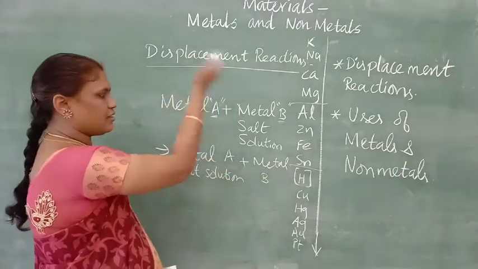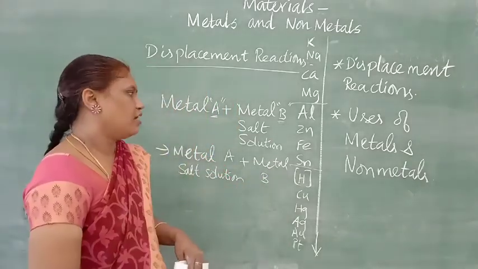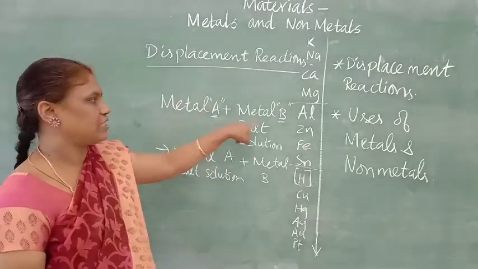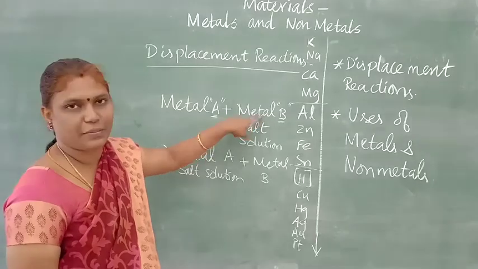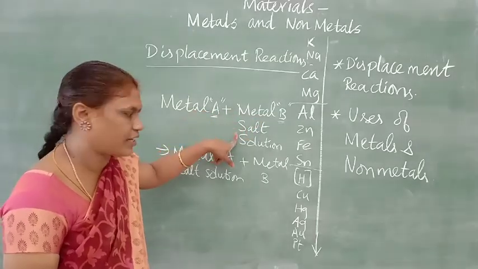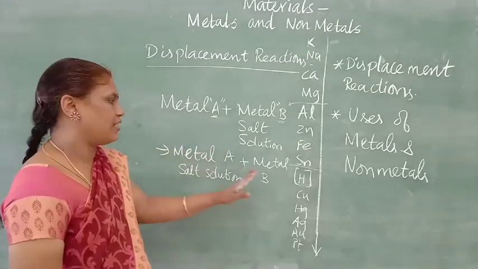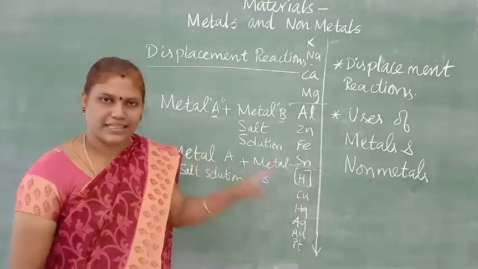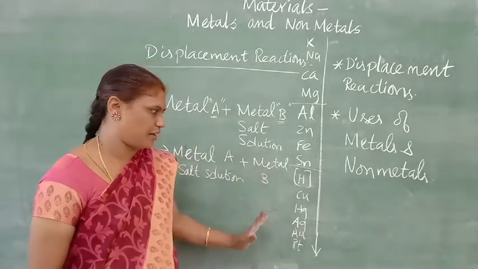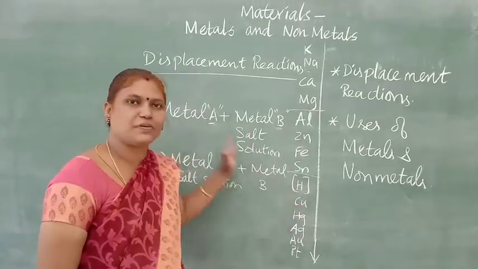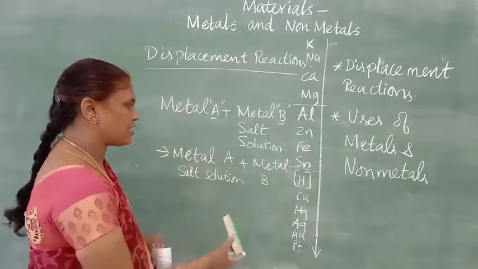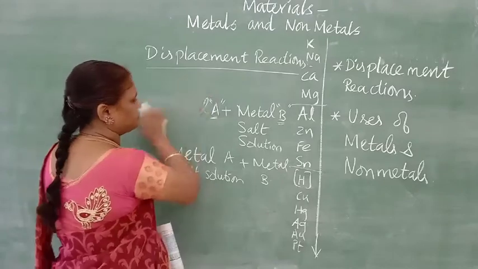Okay, the reverse reaction will not take place. Again I say the definition, a high reactive metal will displace metal B from its low reactive metal's salt solution, whereas the low reactive metals cannot replace high reactive metal from its salt solution. Vice versa, the reverse process will not take place. Now, let us see the example so that you can understand.